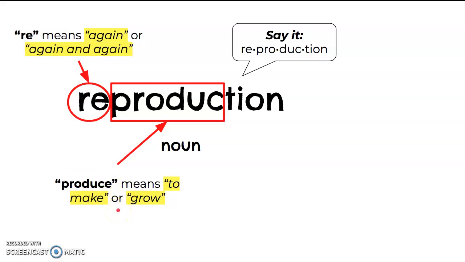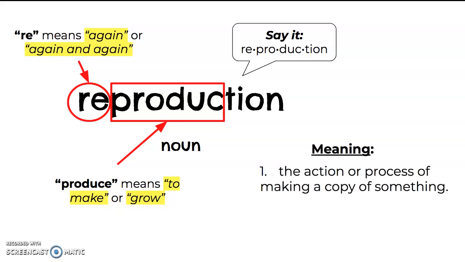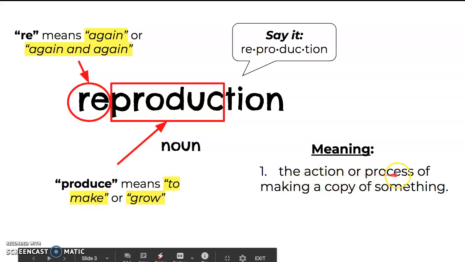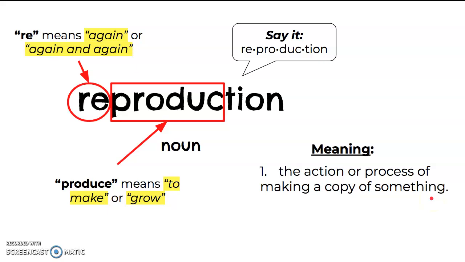Okay? So let's talk about definitions now. The meaning. We have one formal meaning. It's the action or process of making a copy of something. Now, if you guys remember, we talked about cells in the beginning of the year. They can actually reproduce, meaning they'll make the exact same copy of itself. Sometimes it's different, but we'll talk about that later.